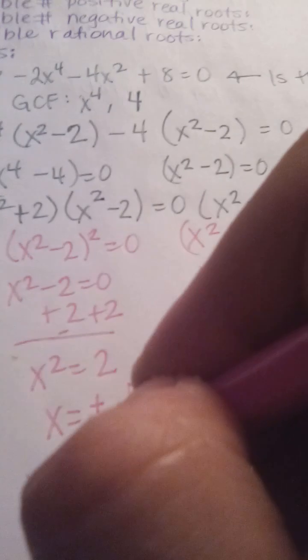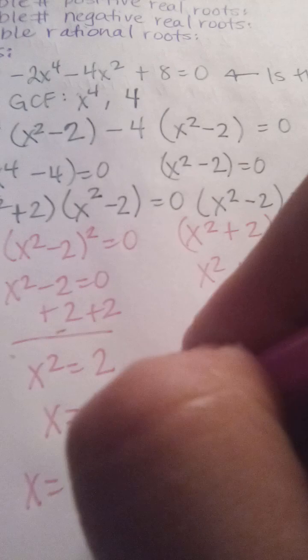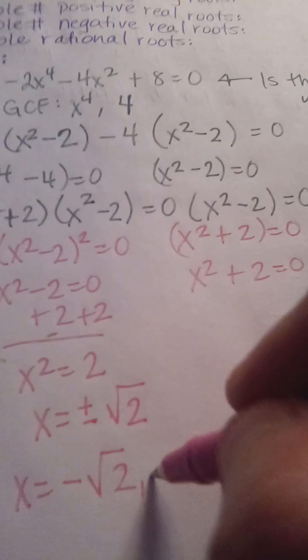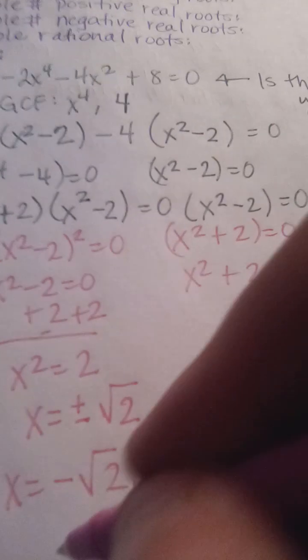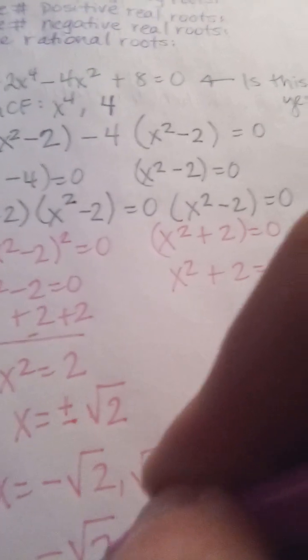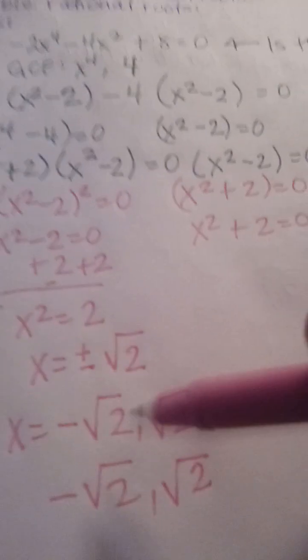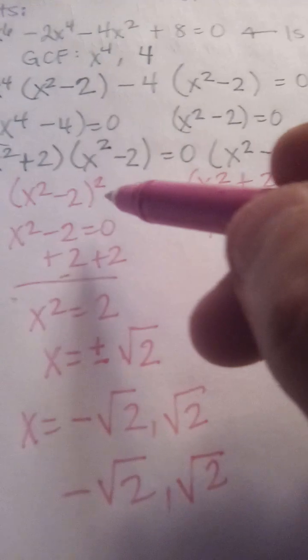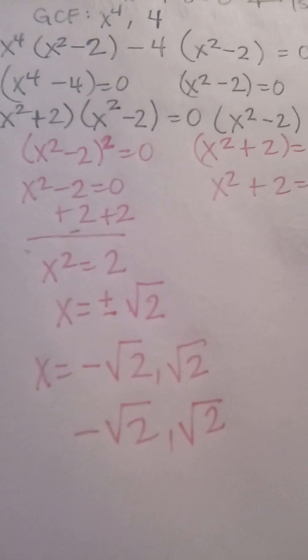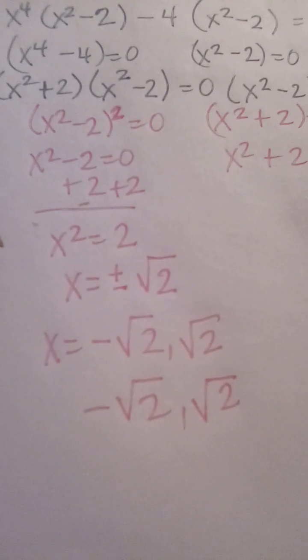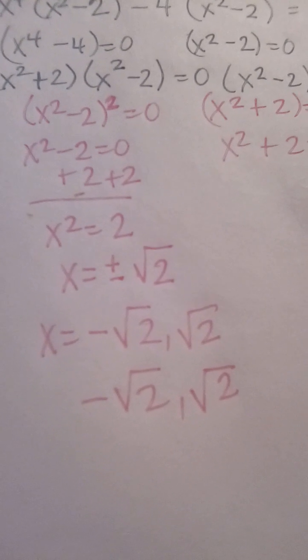x equals negative square root of 2, positive square root of 2, negative square root of 2, positive square root of 2. The reason why I got these two is because of the 2 on the parentheses. All right. So far we got 4. Any questions on this part?